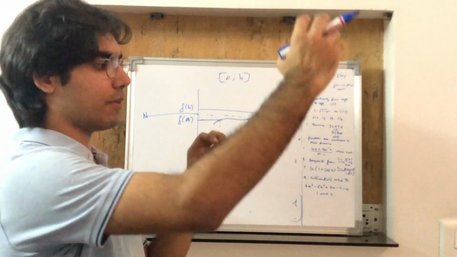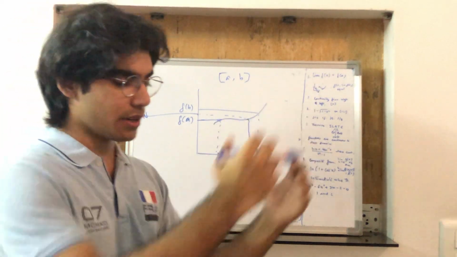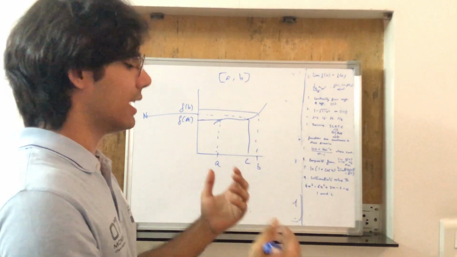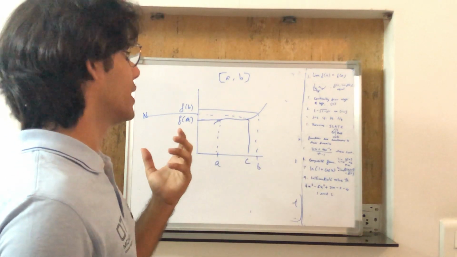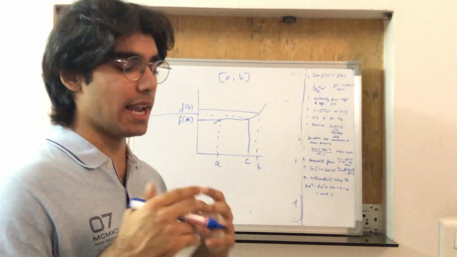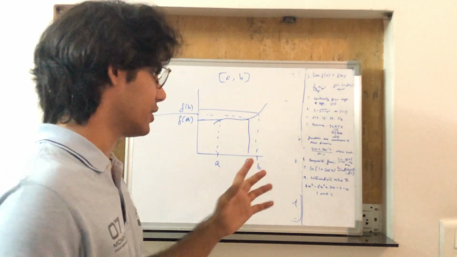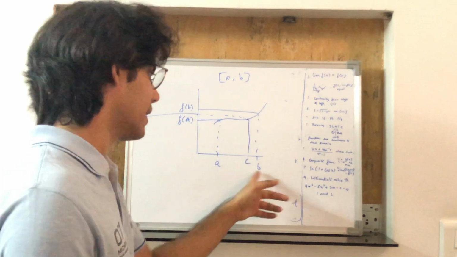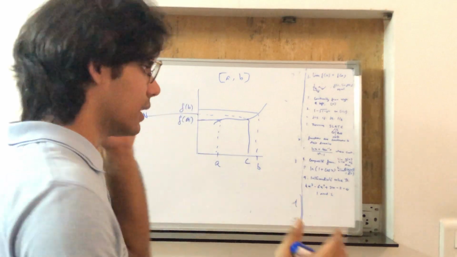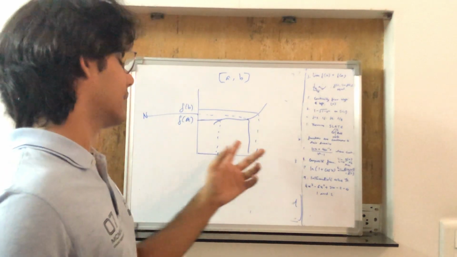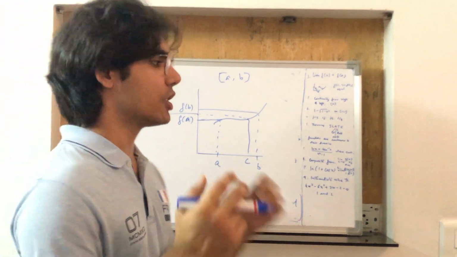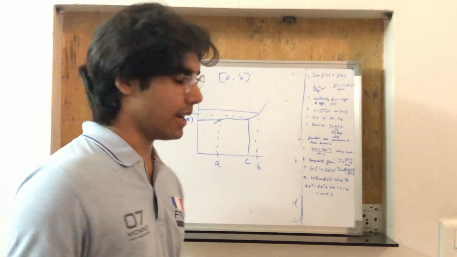If it's a continuous function from a to b, then I know that, and of course, f of a does not equal f of b. These cannot be the same, and a does not equal b. That's a condition. So I can say that there's going to be a c between a and b for which this n value is going to be obtained.